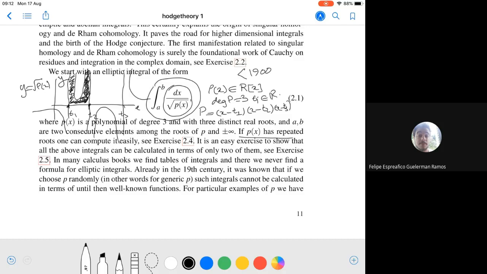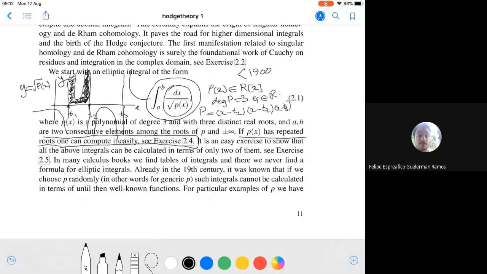Maybe one good exercise that you can do: if p(x) has repeated roots, this means that if two of the t_i's are equal, then if you put the integral in Mathematica, it will give you something in terms of other well-known functions. In some sense, this means that one can compute. To understand what computing means in this case, it is really good to do this exercise. And actually, you can do this exercise with any software which computes integrals. If p(x) has repeated roots, then we can compute it.